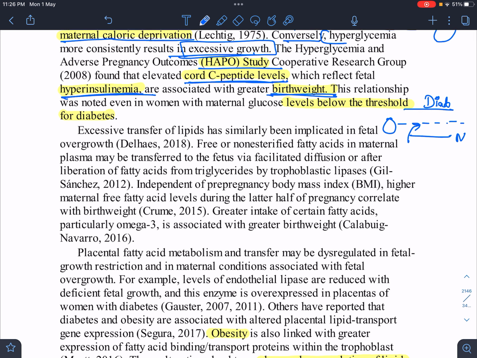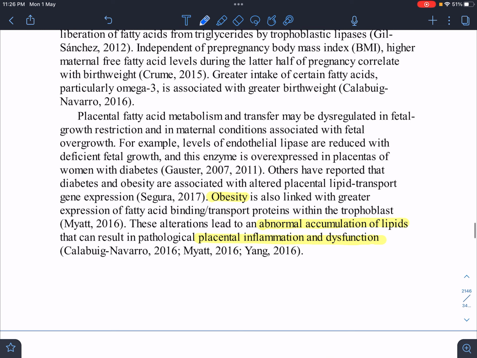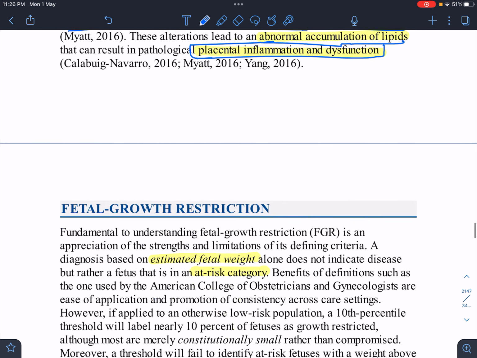high birth weight. Okay, now second, obesity is also very important in this because there is a greater expression of fatty acid binding transport proteins within the trophoblast. What happens due to it is there is abnormal accumulation of lipids, which can result in placental inflammation and dysfunction. And see, placenta is the key here. So obesity is also something. If you have obese mothers, there can be FGR.